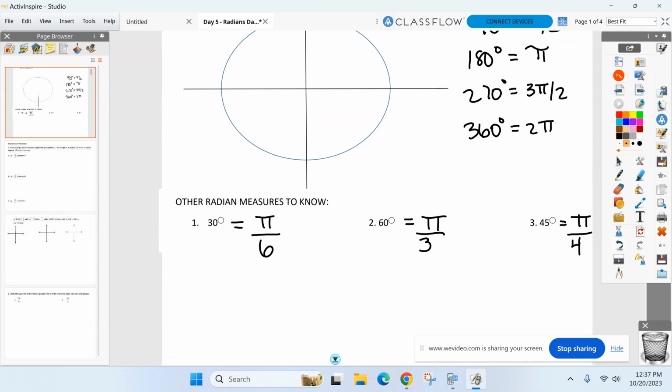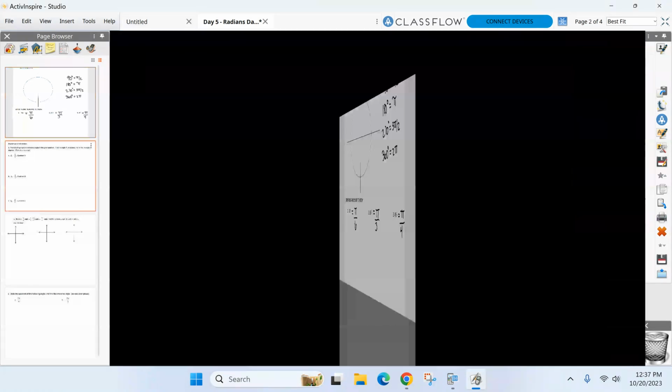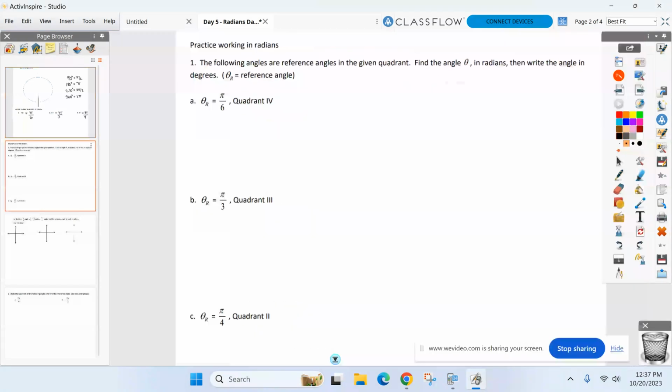Here's what I'm doing with you today. You guys have had a lot of experience finding a reference angle. So today, I'll give you the reference angle, and you have to find what the angle was to begin with, kind of going in reverse. You'll know what the reference angle is and the quadrant. I want to know what the actual angle was to begin with.